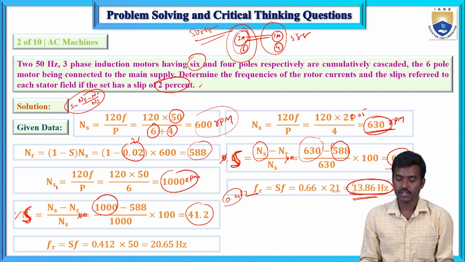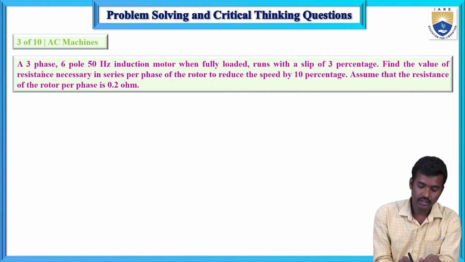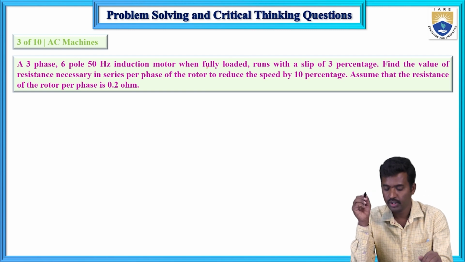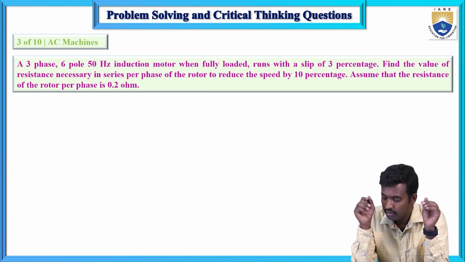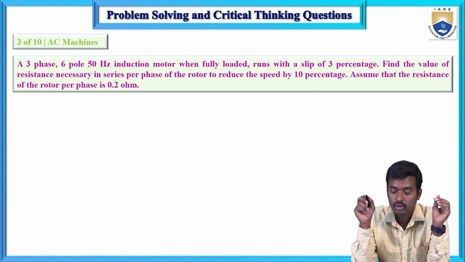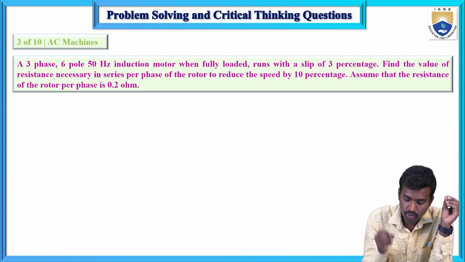Now the third problem. A 3-phase 6-pole 50 Hz induction motor, when fully loaded, runs with a slip of 3%. Find the value of resistance necessary in series per phase of the rotor to reduce the speed by 10%. Assume the resistance of the rotor per phase is 0.2 ohms.